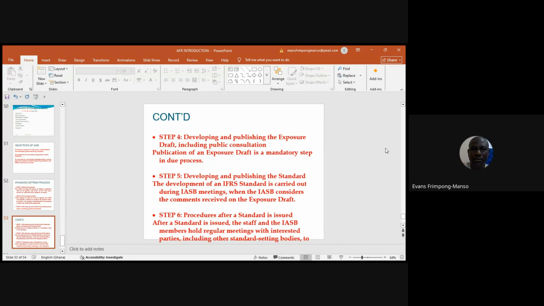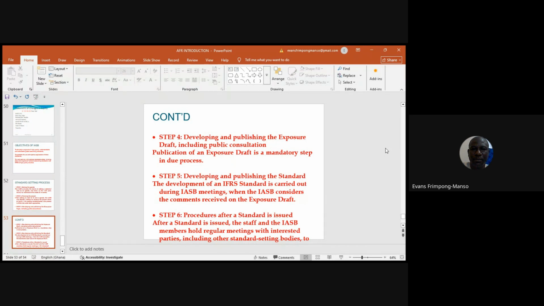After this is done, they can issue the standard to be employed in the preparation of financial statements. So these are the 6 steps.